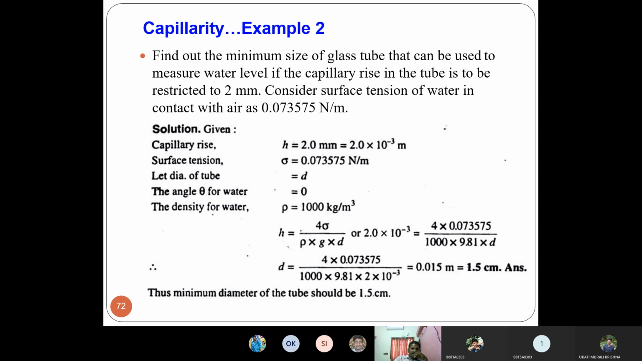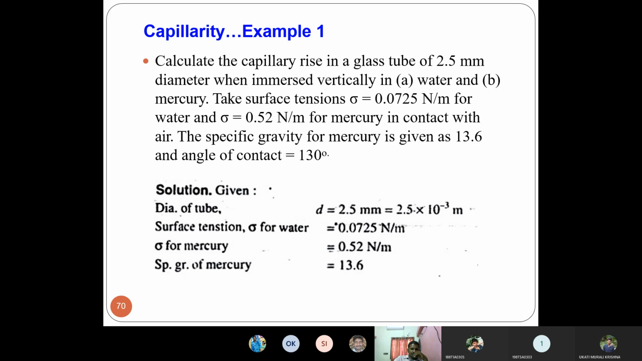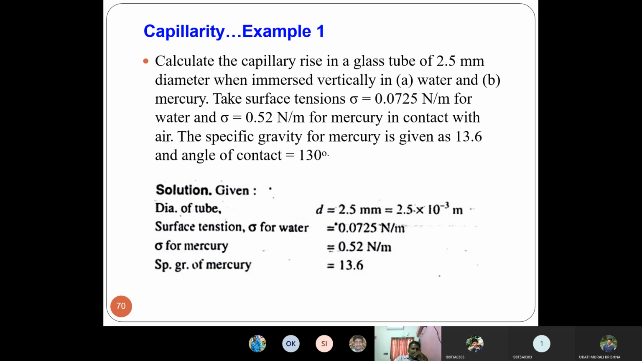Okay, boys, so let us see one more problem for capillary rise and capillary fall. Within 5 minutes, I am going to conclude the session. Just read the problem. Calculate the capillary rise in a glass tube of 2.5 mm diameter when immersed vertically in water and mercury. Take surface tension sigma for water and sigma for mercury in contact with the air. The specific gravity of mercury is 13.6 and the angle of contact is 138 degrees.